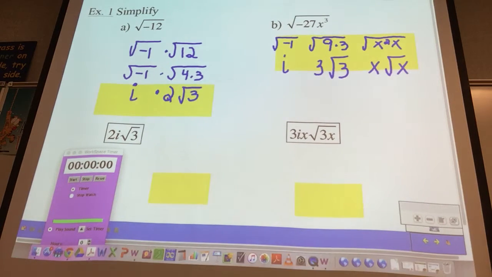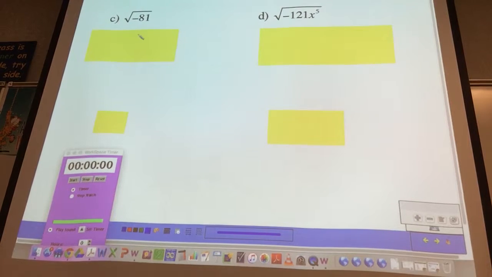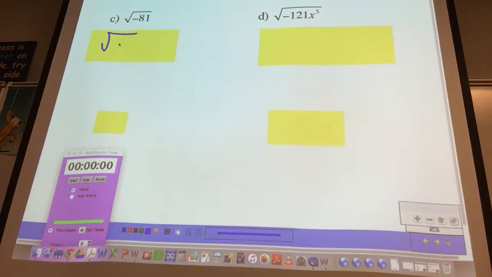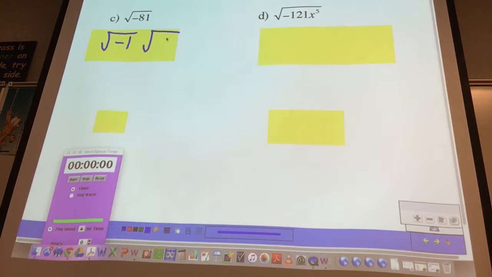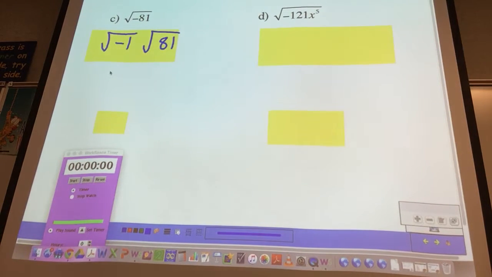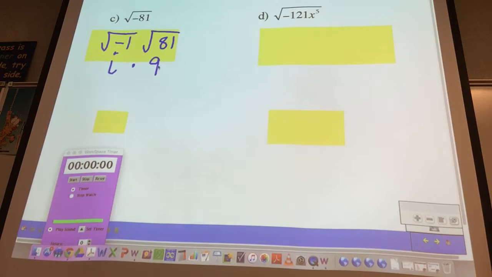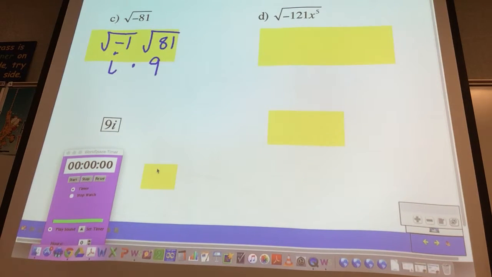All right, so look at letter C. Square root of negative 81 doesn't exist. We have to go with our imaginary numbers. So it's the square root of negative 1, and what do I do with the square root of 81? It's 9. Good, I don't have to break it down. So, what is the square root of negative 1? i. Does it go in the house or outside the house? Outside, and the square root of 81 is 9. So our answer, we usually write it with the number in front, that's called the coefficient, and the variable last, so it's 9i. That one was easy.